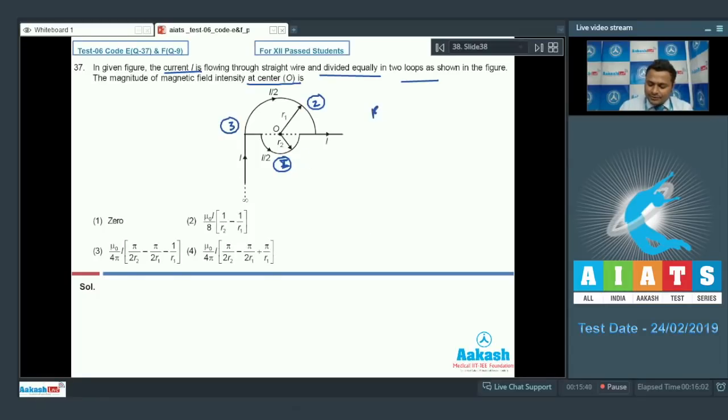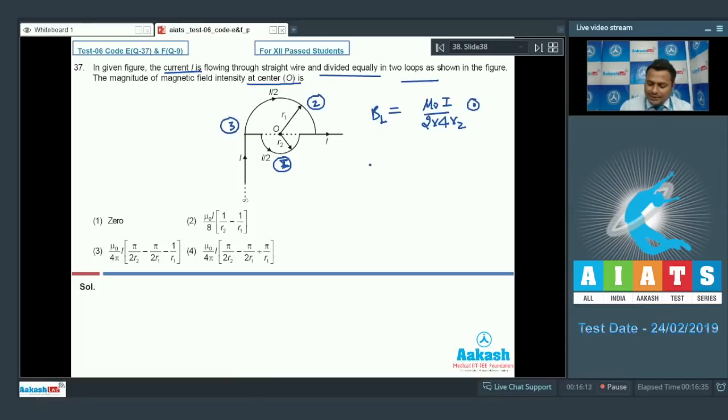First one, that is B1, is what? The magnetic field due to a semicircular loop is given by mu naught I upon 4 times R. So mu naught, I has the value I by 2, into 4 times radius, which is R2. Actually the current is anti-clockwise, so the direction of the magnetic field will be perpendicularly outward.